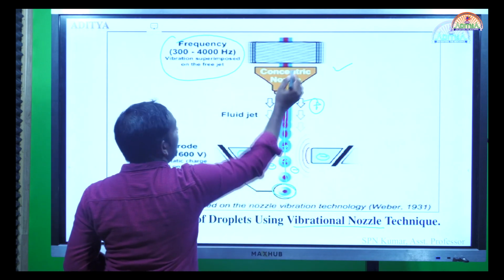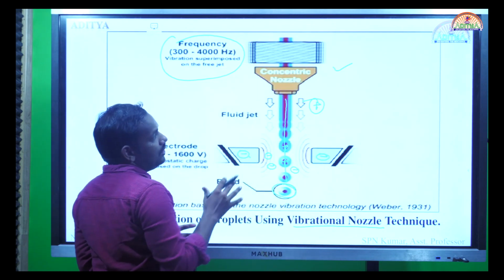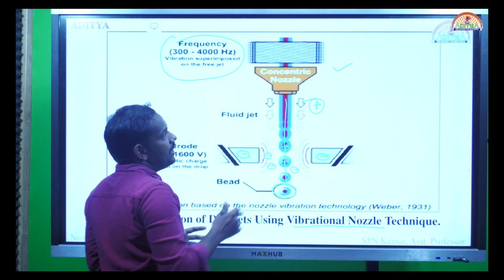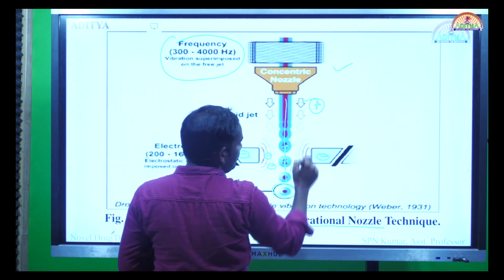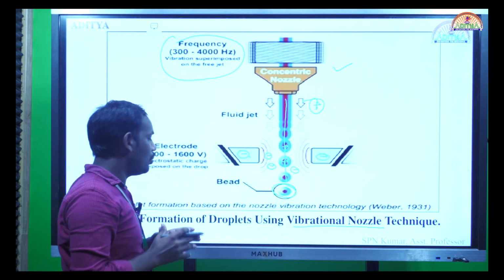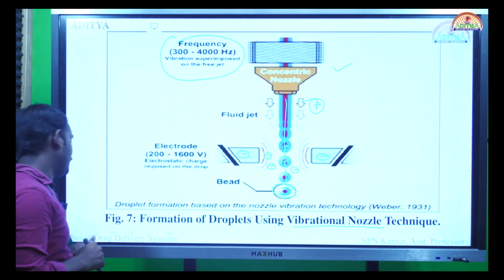This one is vibrating such that all the heavy density and low density particles are equally pushed into this region where there is an interaction between the coating and core material.